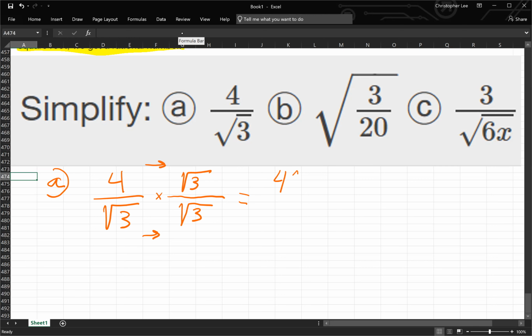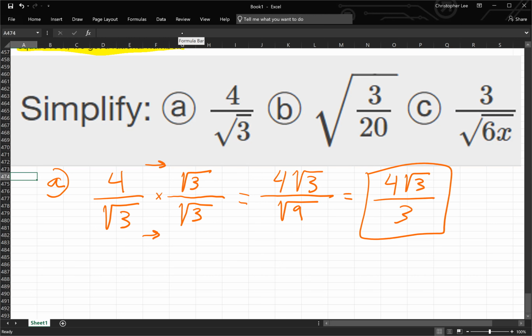So for radical 3 over radical 3, we get radical 9, and what's the square root of 9? 3. So this is my final answer: 4 square root 3 over 3. If you want to go so far and just write down 3, I'm happy with that. Radical 3 times radical 3 is just positive 3. That's the process of it. Simple.